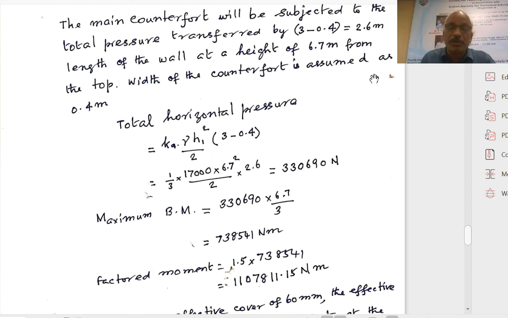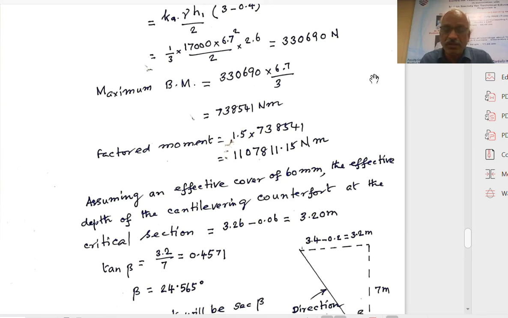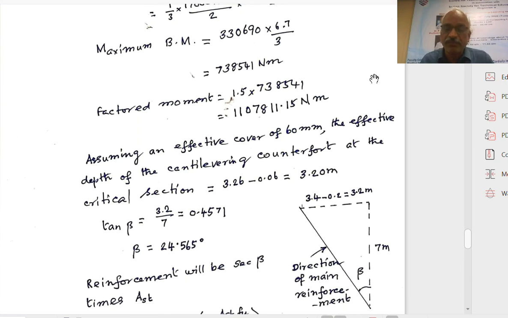The total horizontal pressure will be acting at a height of one third from the base. That is 6.7 by 3 in this case. So that is the moment. That is the maximum moment. So the factored moment is equal to 1.5 times that.